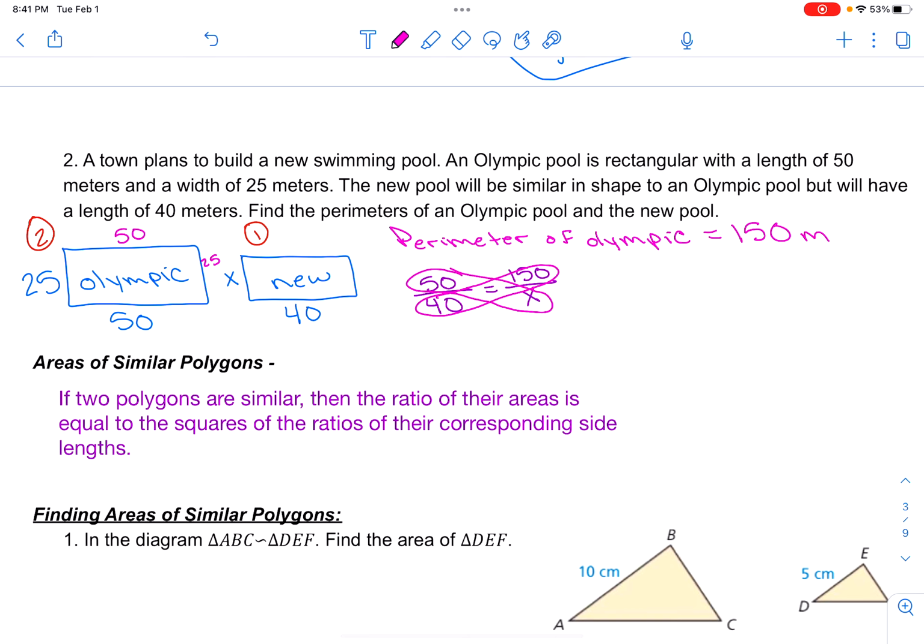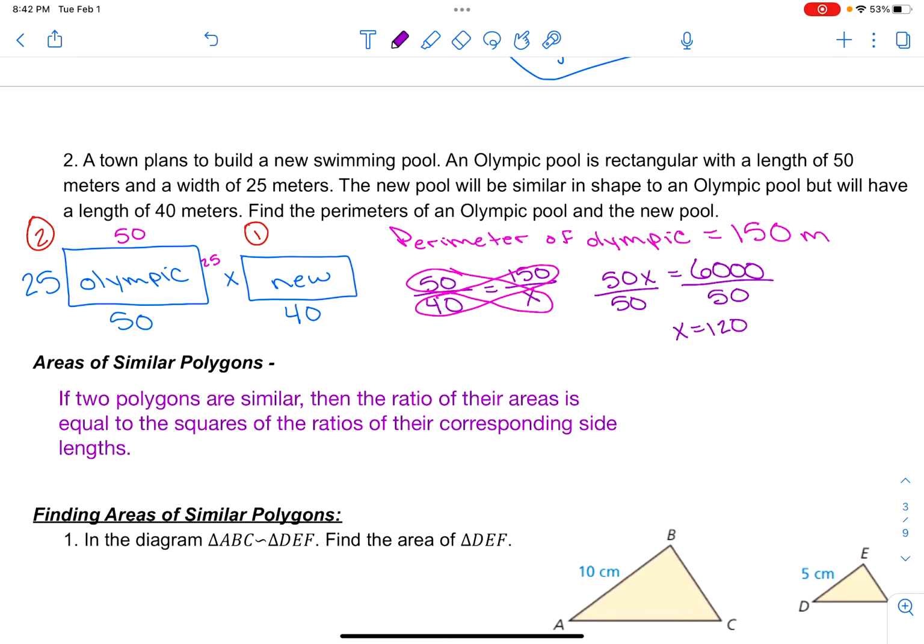And again, now this just looks like all of the other ones that we've done. We cross multiply. 50 times x is just 50x. And 150 times 40. I definitely should have simplified my ratio like I said to do before, but I didn't think about it. Is 6,000. And divide both sides by 50. And we get 120.